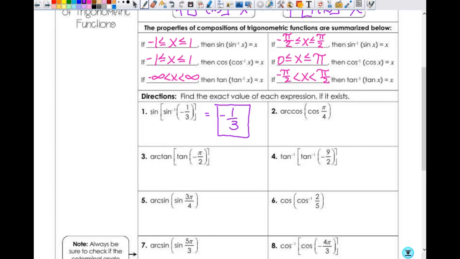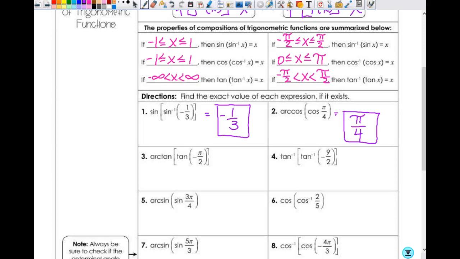So then look at the arc cosine of the cosine of pi/4. So pi/4, does that fall within the range that we get to use for arc cosine? Yes, it does. Therefore, what's your answer? Pi/4. You don't even have to know what the values are. You should, but you wouldn't have to here. Does that make sense to you?